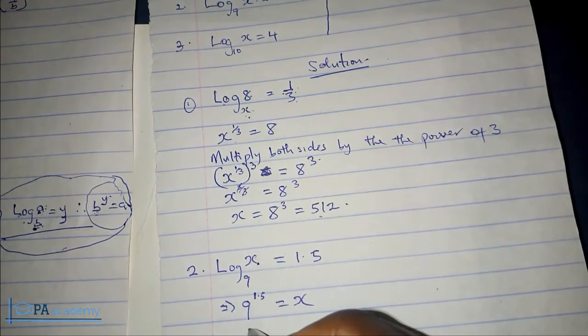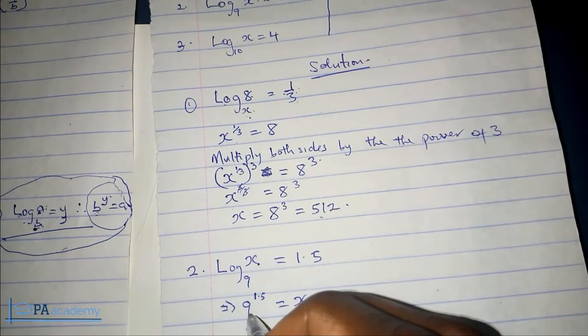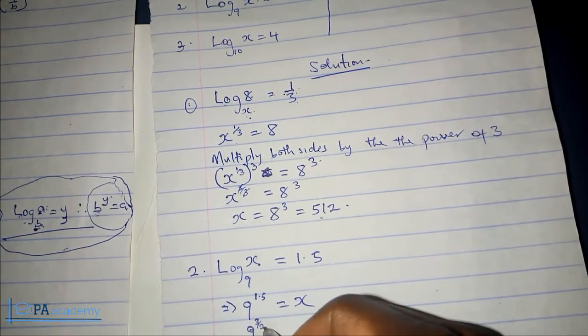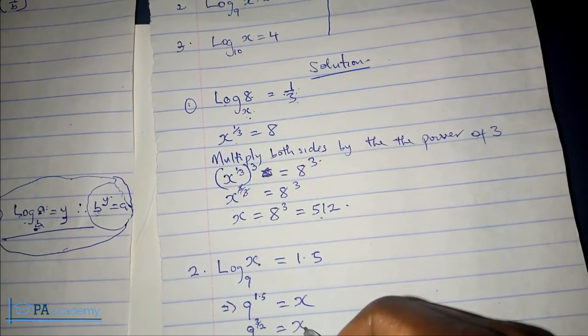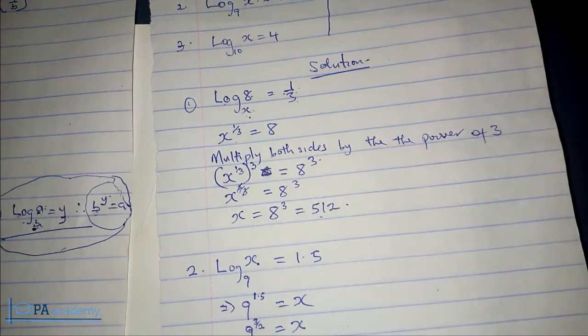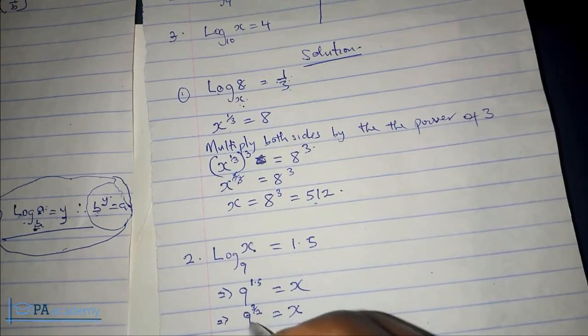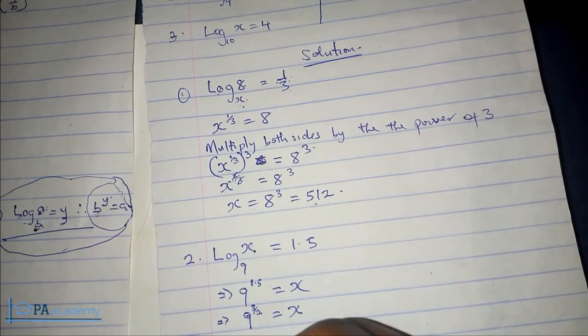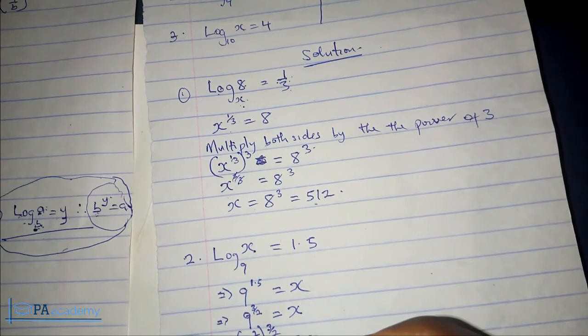So we can rewrite this as 9 raised to power 3 over 2 is equal to x. So we can also write it as 3 raised to power 2, which is equal to 9, all raised to power 3 over 2 is equal to x.